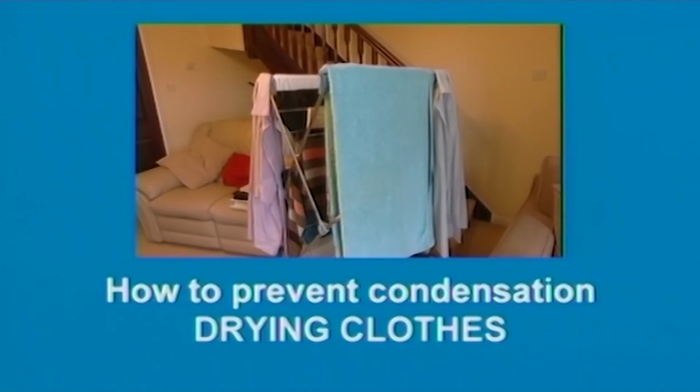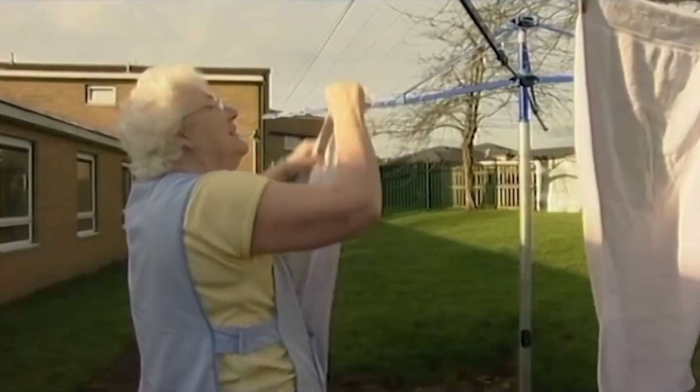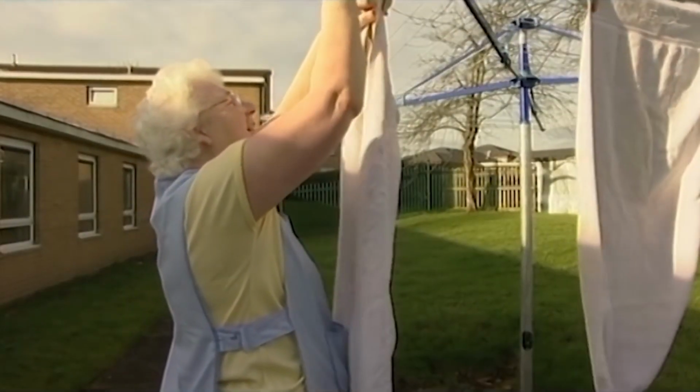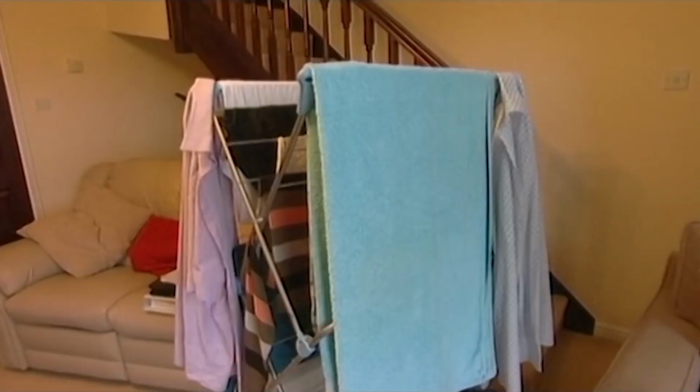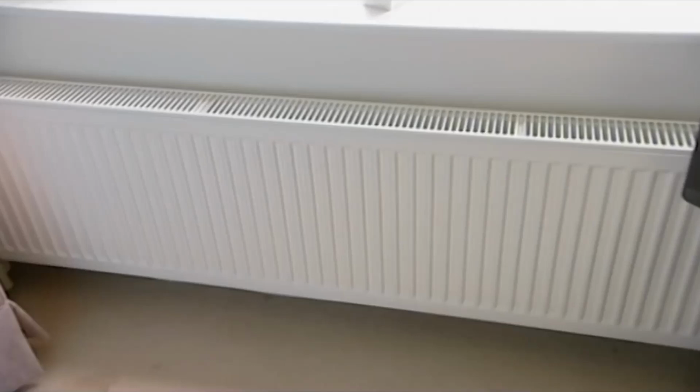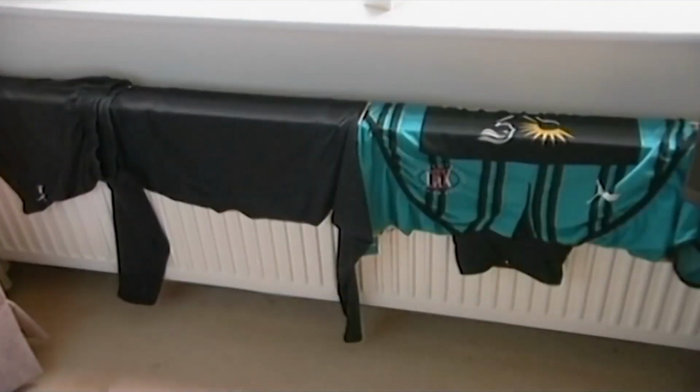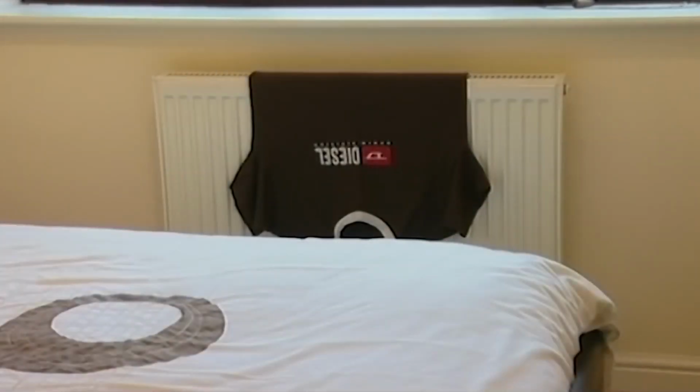Whenever possible, dry clothes outside. If you live in a flat or it won't stop raining, then dry them on a clothes airer in a room that's cool but not cold. Never be tempted to dry clothes on radiators. This is one of the main causes of condensation and can result in mould growth on wallpaper, soft furnishings and even clothes, especially if the radiator is in the bedroom.